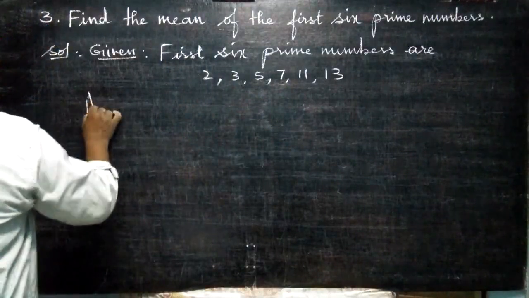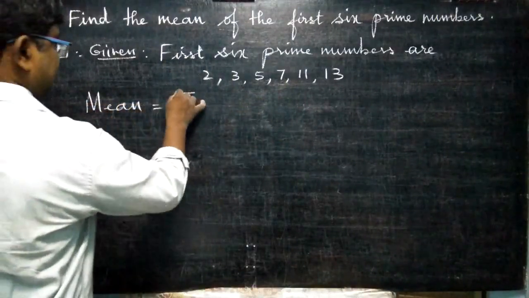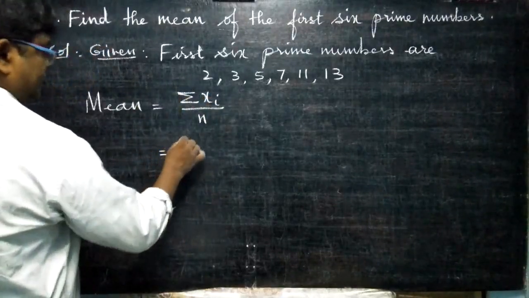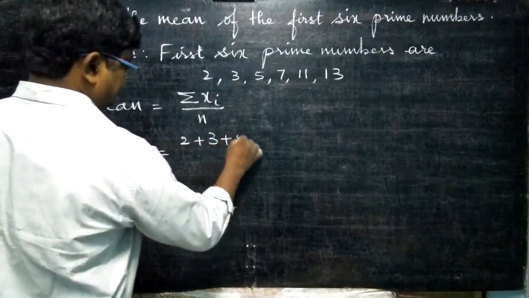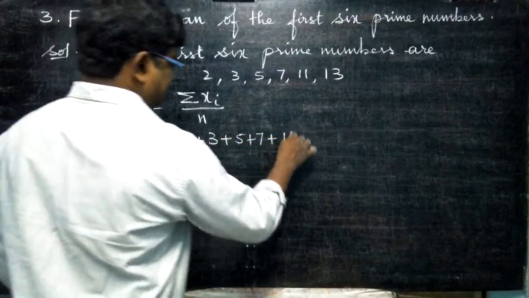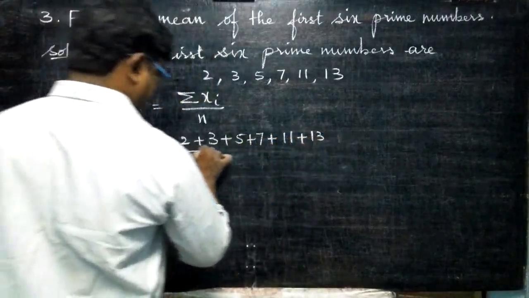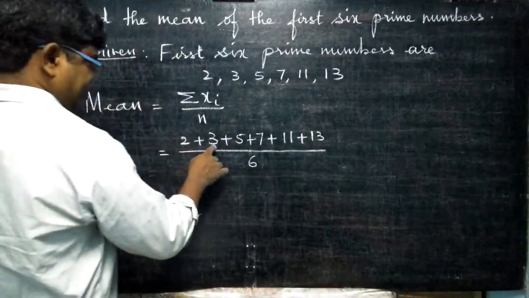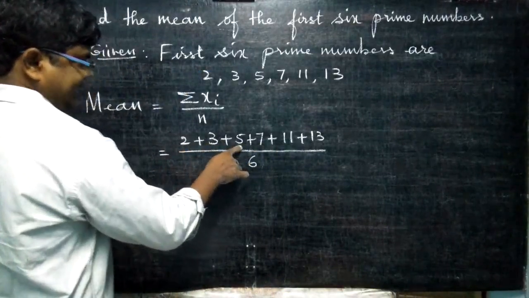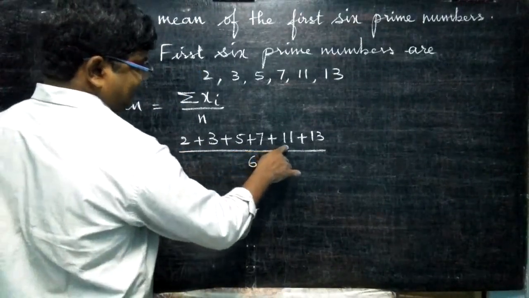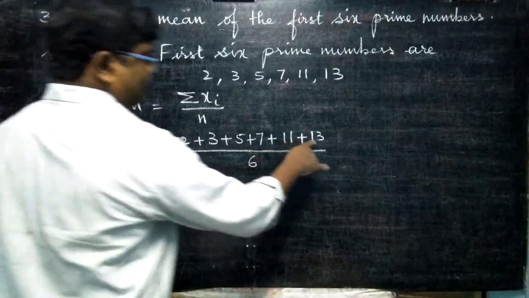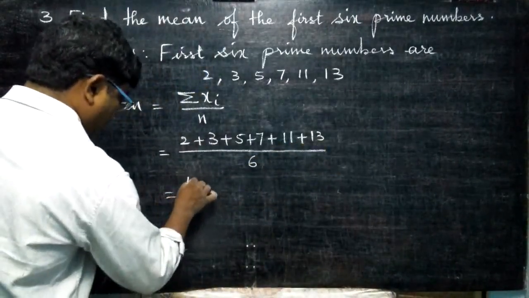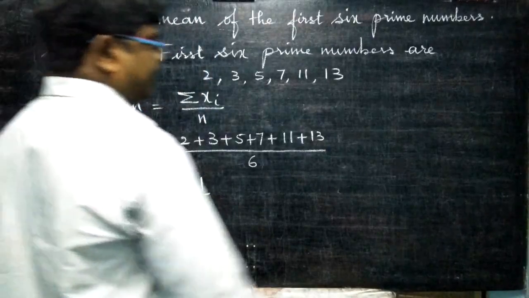Now they are asking for the mean. Mean is equal to sigma xi by n. I am writing the formula in shortcut. 2 plus 3 plus 5 plus 7 plus 11 plus 13. How many observations are there? 1, 2, 3, 4, 5, 6. So add: 2 plus 3 is 5. 5 plus 5 is 10. 10 plus 7 is 17. 17 plus 11 is 28. 28 plus 13 is 41. So 41 by 6. Divide here.